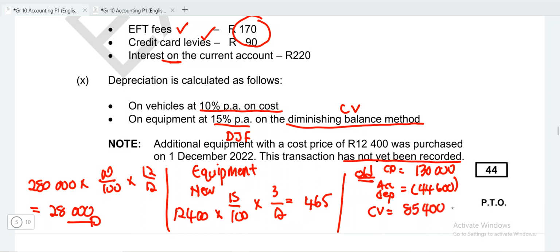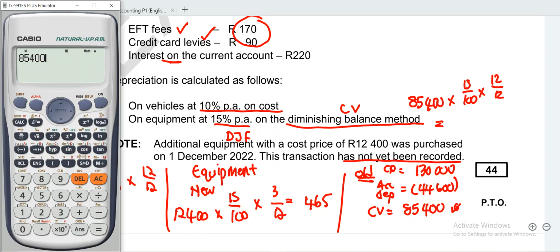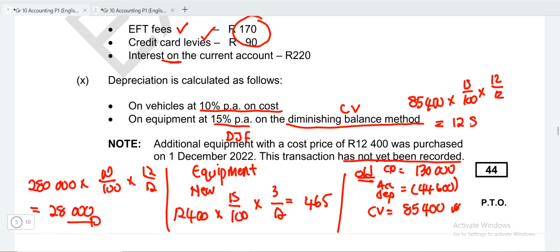So we're going to calculate depreciation on this figure for the entire year. We say 85,400 multiplied by 15 over 100 and then multiplied by 12 over 12. Then it will give us the depreciation for this. It is giving us 12,810. So that 12,810 will become our depreciation figure for the old asset.